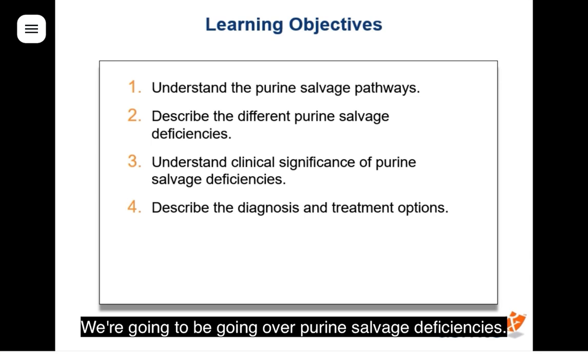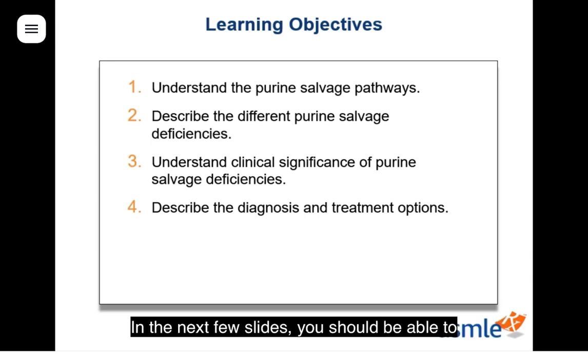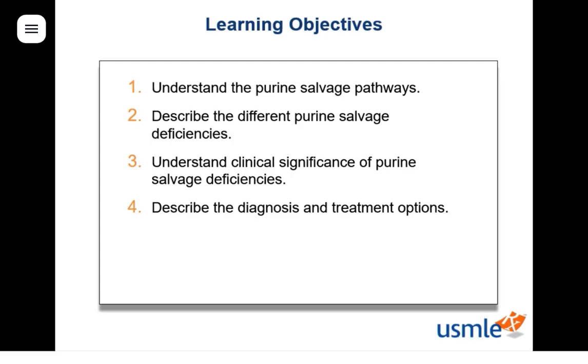We're going to be going over purine salvage deficiencies. In the next few slides, you should be able to: 1. Understand the purine salvage pathway, 2. Describe the different purine salvage deficiencies, 3. Understand clinical significance, and 4. Describe diagnosis and treatment options.